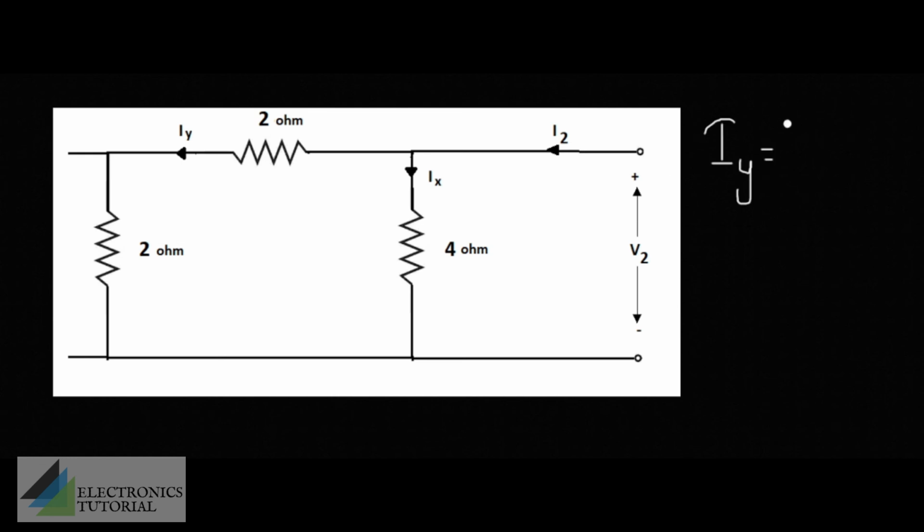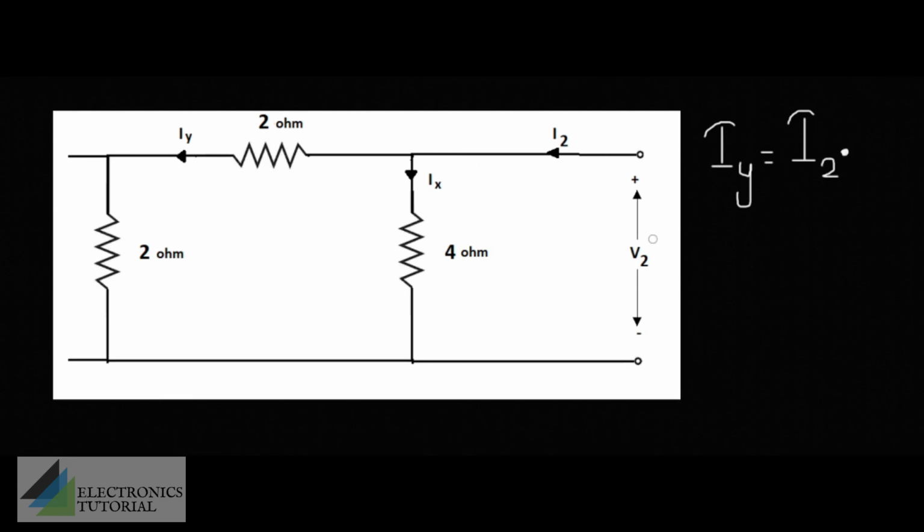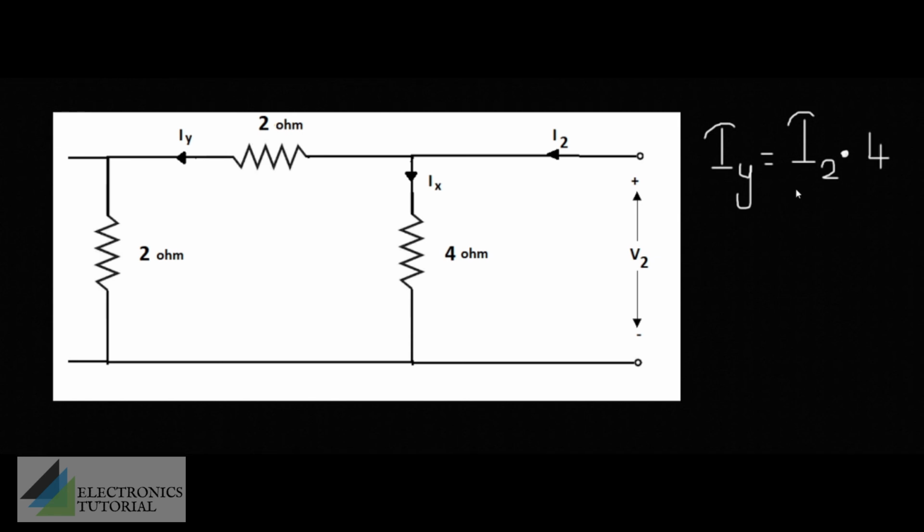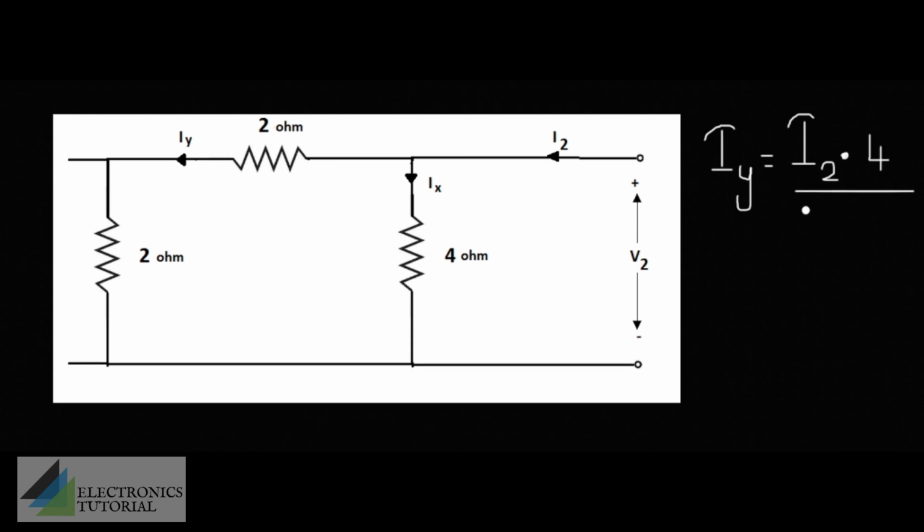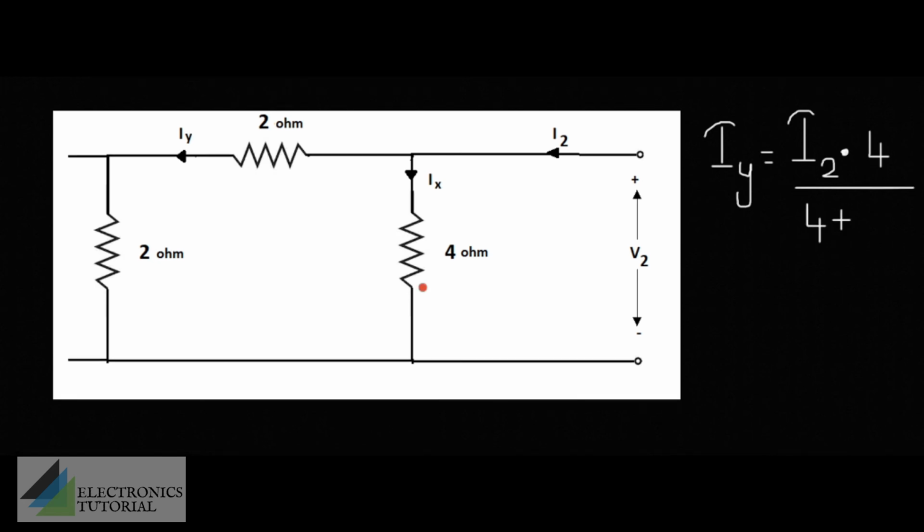Iy is equal to total current I2 into resistance in the other branch, 4, divided by total resistance, 4 plus. In order to write the sum of resistance, we have to consider all the components in these two branches. First, we have taken 4 ohm. Now, this branch is having two resistors connected in series. So, the effective resistance should be calculated. It is 2 plus 2.